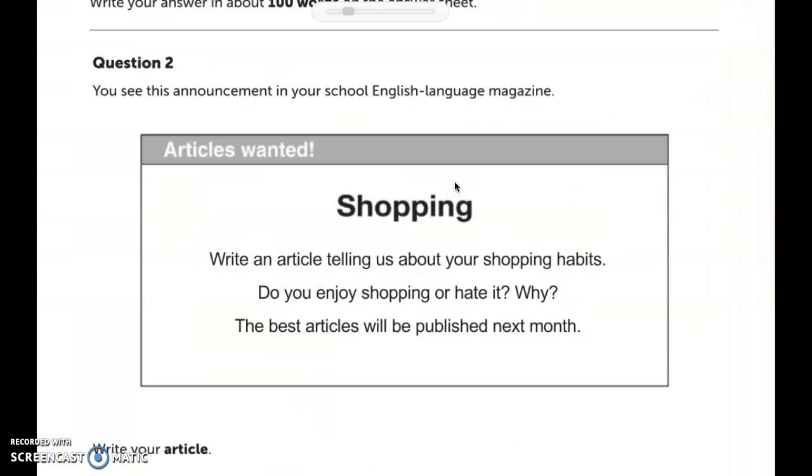For the article question, you will have a notice or announcement asking for the article, just like here. Write an article telling us about your shopping habits. Here the key words are shopping habits. This will give you the topic, shopping, and 1 or 2 questions to answer. Do you enjoy shopping or hate it, and why?